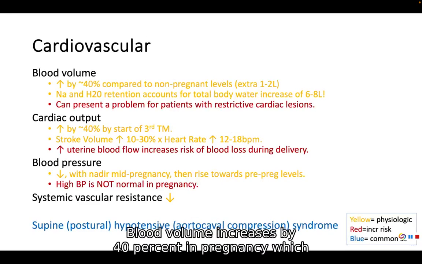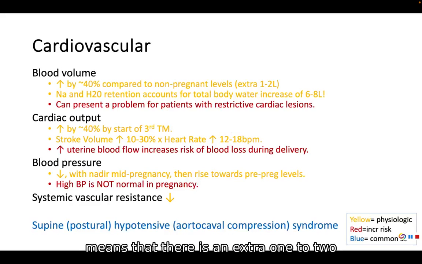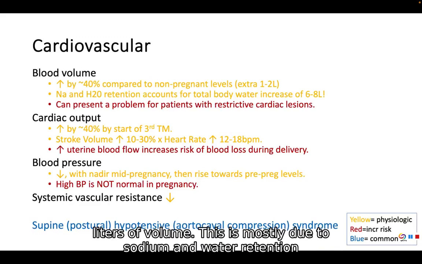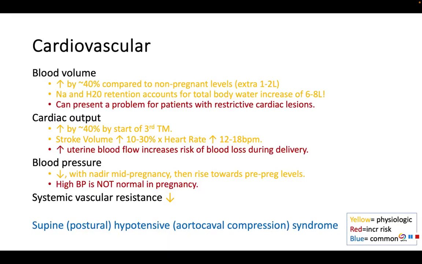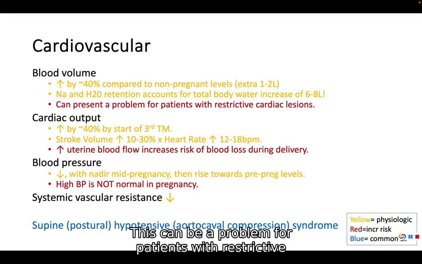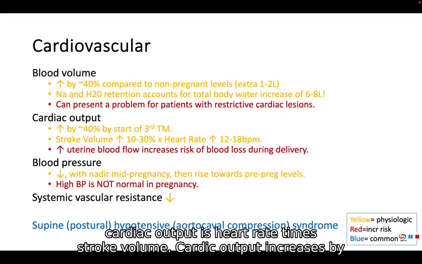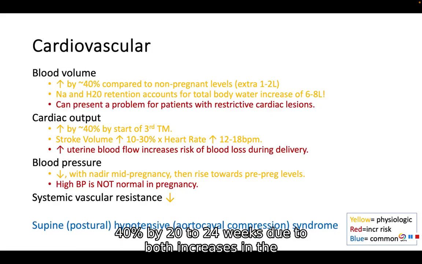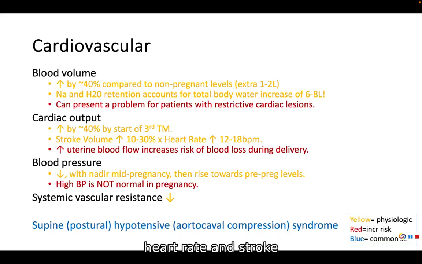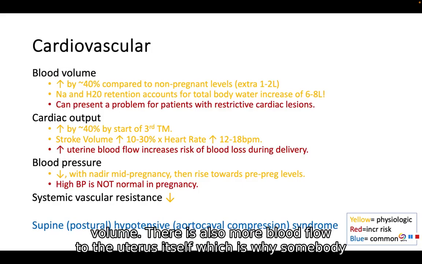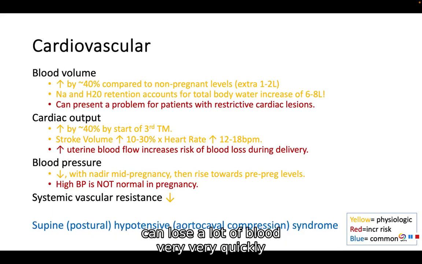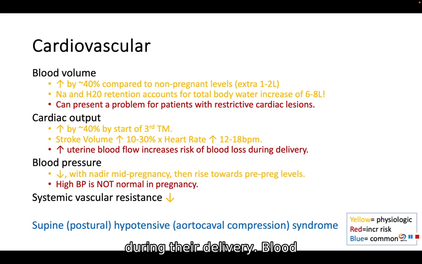Blood volume increases by 40% in pregnancy, which means that there is an extra 1 to 2 liters of volume. This is mostly due to sodium and water retention to increase total body water. This can be a problem for patients with restrictive cardiac lesions. Recall that cardiac output is heart rate times stroke volume. Cardiac output increases by 40% by 20 to 24 weeks due to both increases in the heart rate and stroke volume. There is also more blood flow to the uterus itself, which is why somebody can lose a lot of blood very, very quickly during their delivery.